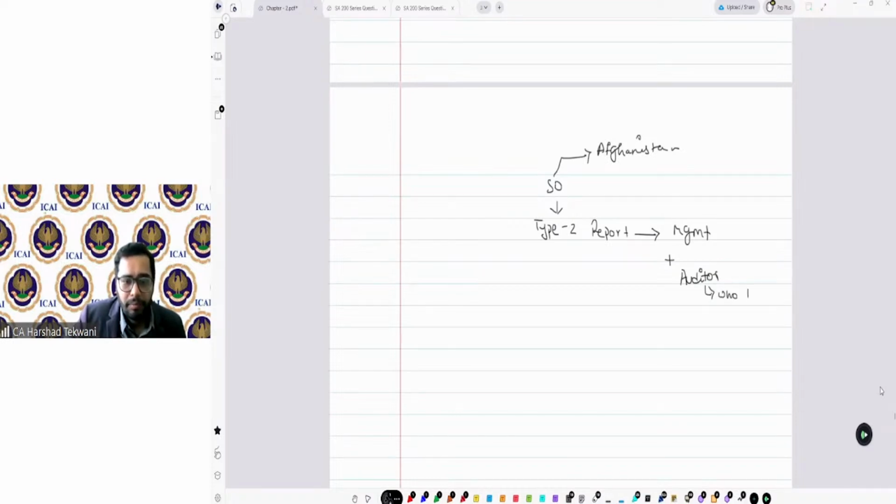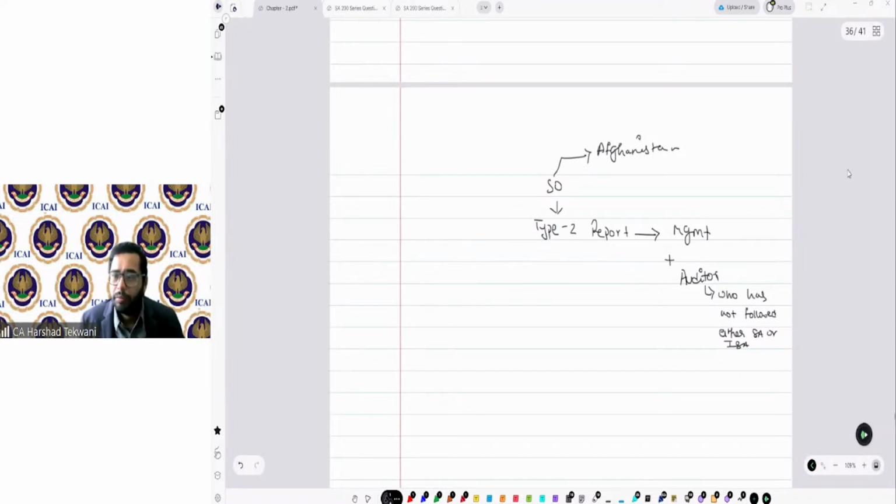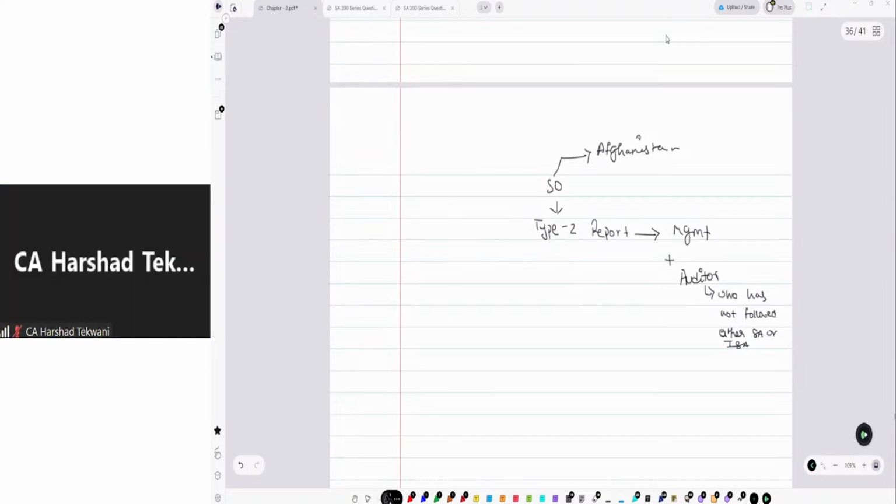So let's say the auditor has not followed either SA or ISA. What will you do in that case? Do you think you can directly take the type 2 report also? What do you say? Do you think you can directly take the type 2 report in that scenario?